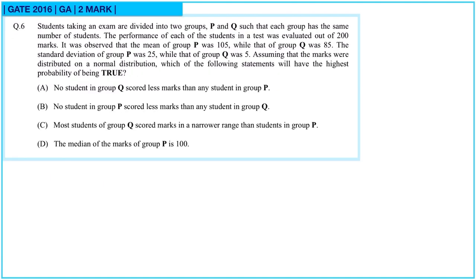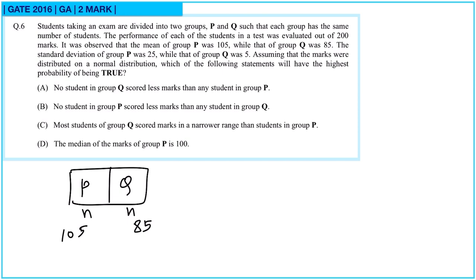Question 6. Students taking an exam are divided into two groups, P and Q, such that each group has same number of students. Let it be N. The performance of each of the students in test was evaluated out of 200 marks. It was observed that the mean of group P was 105, while that of group Q was 85. The standard deviation of group P was 25, while that of group Q was 5.